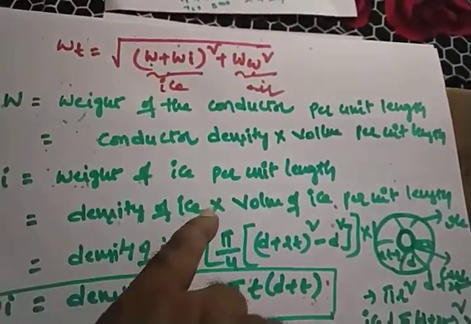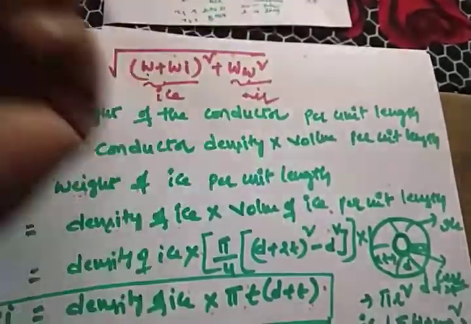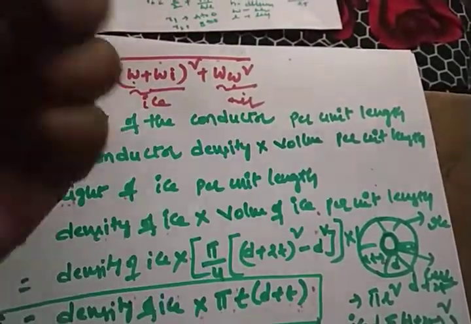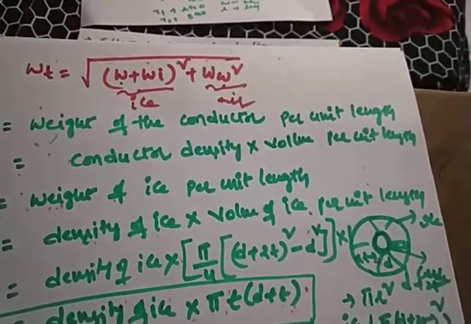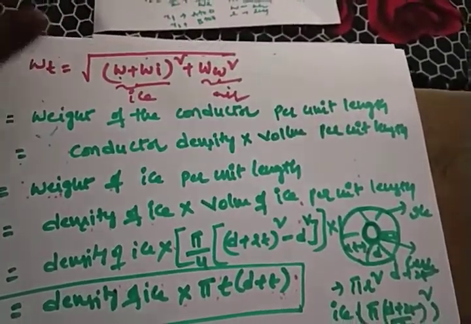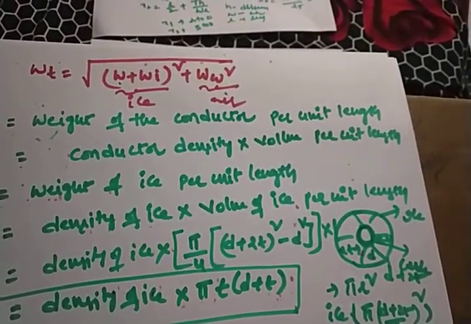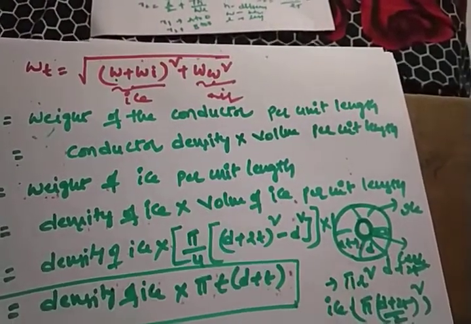After that, only the weight of the ice you have to find out. If they directly give the weight of the ice per unit length, you just substitute and get the result. But they won't give it directly. They'll give the density of ice and the volume of ice per unit length. So what is the volume of ice per unit length?